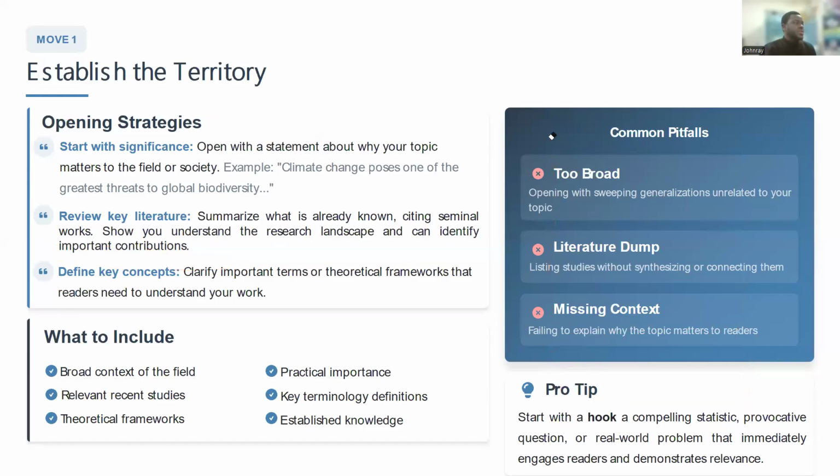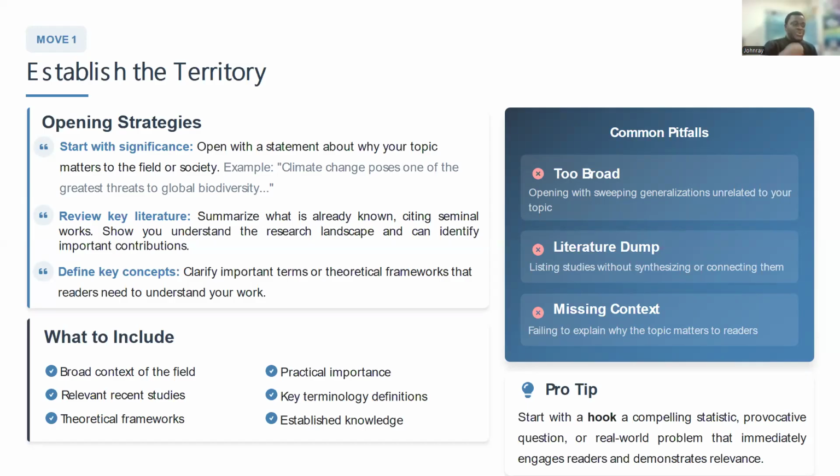Okay. So opening strategy. That is the first move, establishing your territory. It is very important, because that is what will draw the person's attention. It says to open with a statement about why your topic matters to the field or the society. So your first sentence must be a statement that will be catchy. It must get the attention of people so that they feel, if this thing is needed, I must read this. It must be able to convey the need, or why it is important that this topic must be talked about or must be worked on.